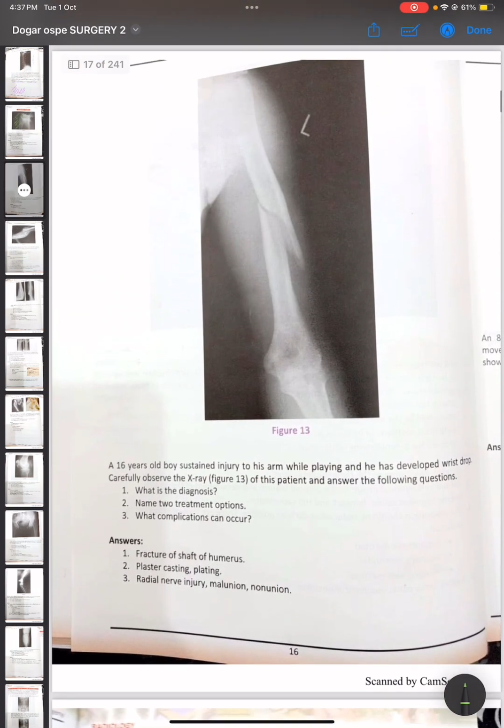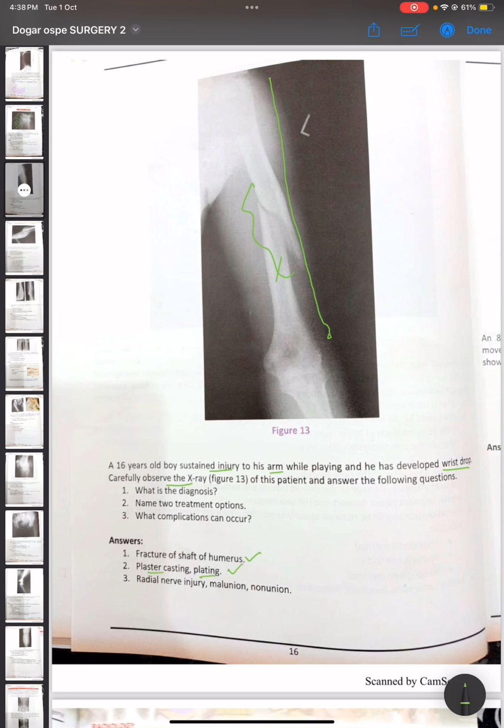Okay, the next figure: a 16-year-old boy sustained injury to his arm while playing, and he has developed wrist drop. Carefully observe the X-ray of this patient and answer the following questions. Okay, what is the diagnosis? This is the humerus, the longest bone of the arm. Here we have this defect. This is known as a fracture. So the diagnosis is fracture of the shaft of the humerus. Name two treatment options: plaster casting or plating.